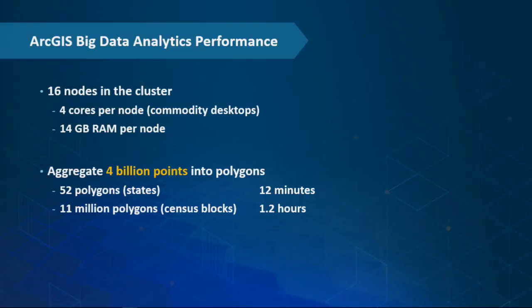We then took every single census block in the US, of which there are 11.2 million, aggregated into those, and that operation took a little bit more than an hour and 10 minutes or so, something like that. So that's pretty fast. 4 billion cross 11.2 million in a little over an hour with a 16-node cluster.